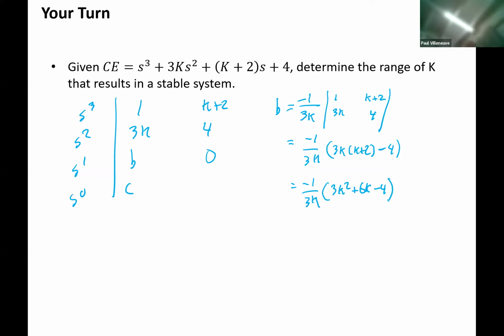Couple more minutes. So I had those backwards. Write those the right way.